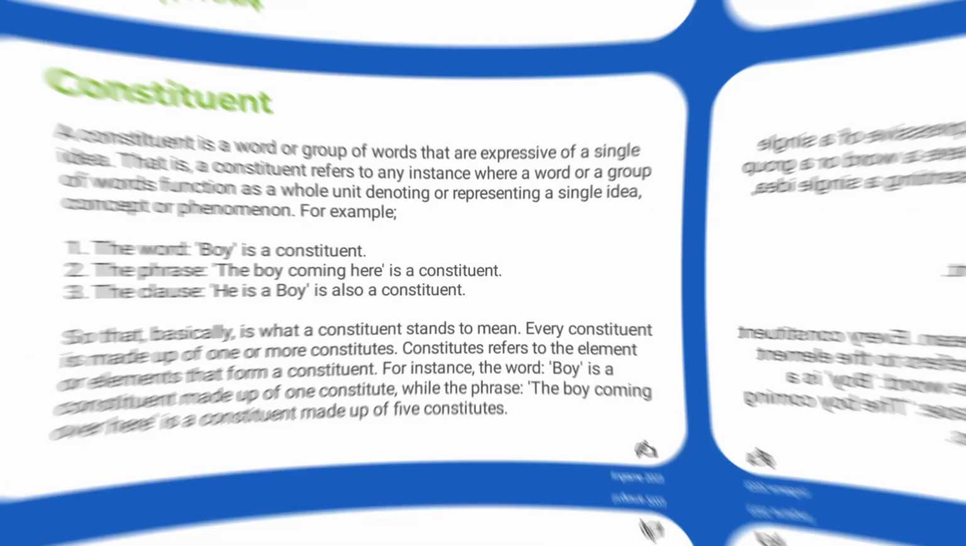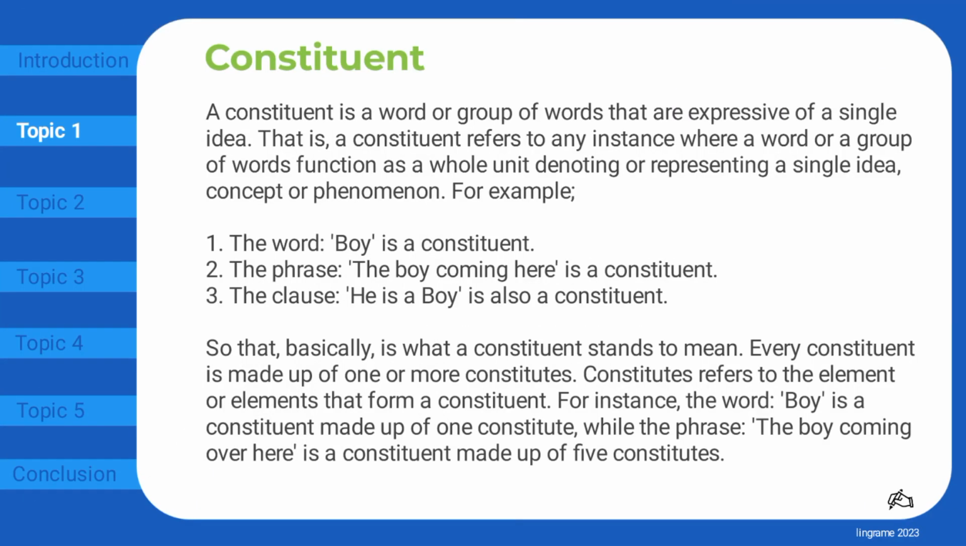a constituent. A constituent is a word or group of words that are expressive of a single idea. That is, a constituent refers to any instance where a word or a group of words function as a whole unit denoting or representing a single idea, concept or phenomenon. For example, the word boy is a constituent. The phrase, the boy coming here, is a constituent. The clause, he is a boy, is also a constituent. So that, basically, is what a constituent stands to mean.